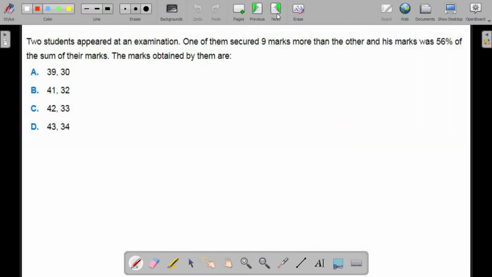Okay, so next question, please do it. Two students appeared at an examination. One of them secured 9 marks more than the other, and his marks were 56 percentage of the sum of their marks. So the marks obtained by them are.